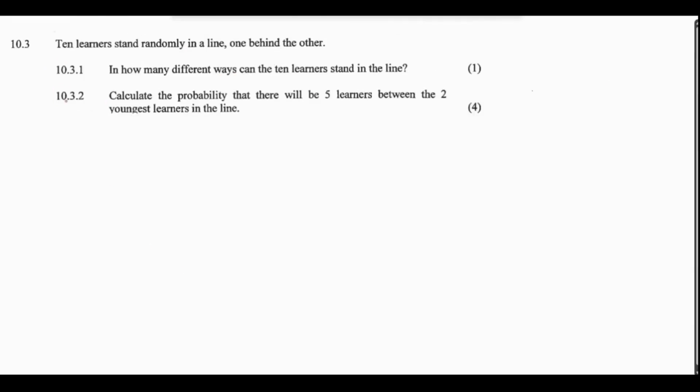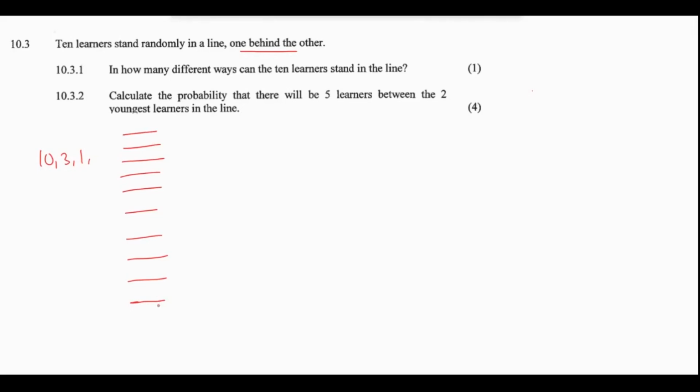Let's do 10.3. 10 learners stand randomly in line, one behind the other. In how many different ways can the 10 learners stand in the line? So let's say 10.3.1. We have 10 learners, one behind the other. We have 1, 2, 3, 4, 5, 6, 7, 8, 9, 10 learners. Okay? They're standing one behind the other. So it means the first slot, we have how many choices here? We have 10 choices here.